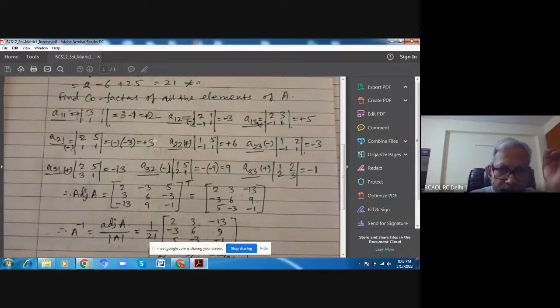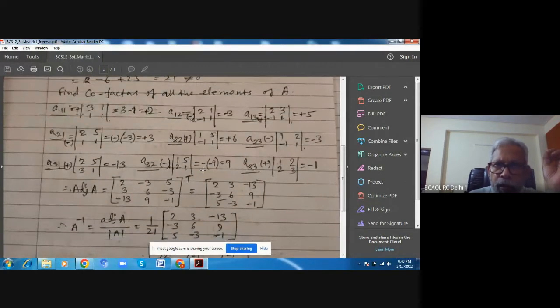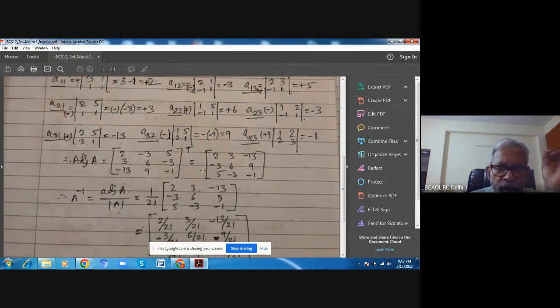2, minus 3 and 5. And the second, plus 3, 3, 6, 9. 3, 6, minus 3. So whatever the way you are giving the figure, the same thing you can write. Then put a T and change it. Row and column are interchanging here. 2, minus 3, 5 is a row. Now in this case, it is a column. It is converted. So that you have to convert it.